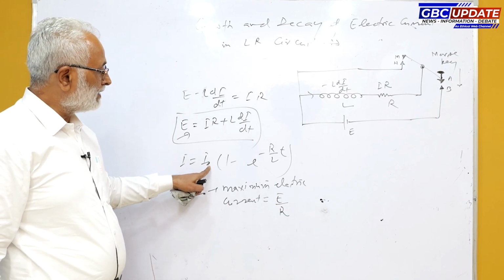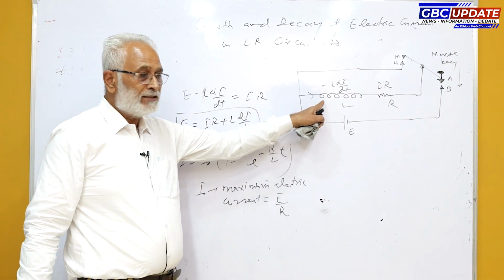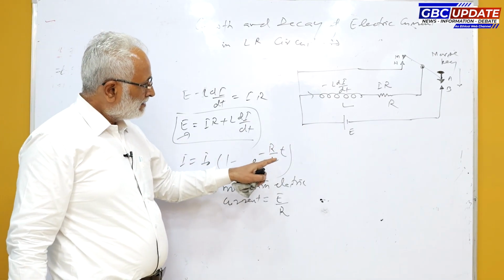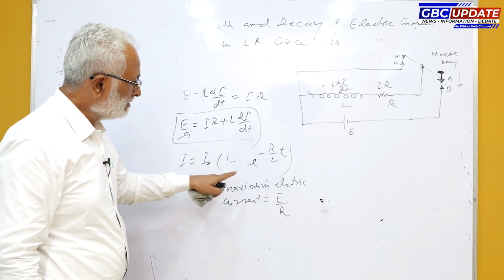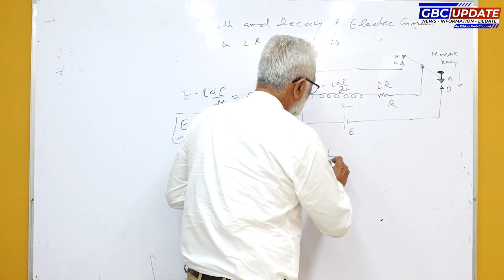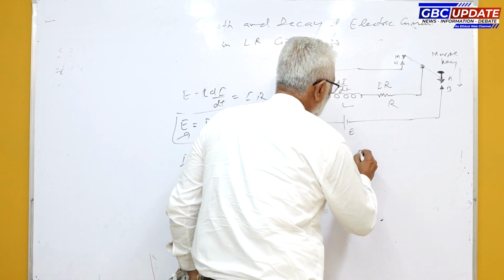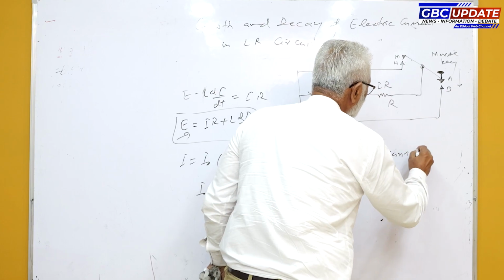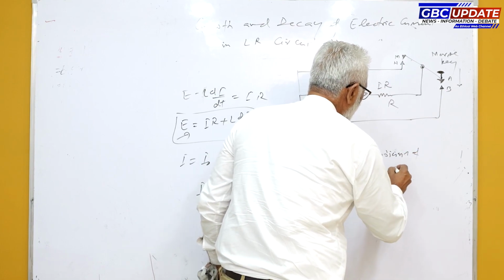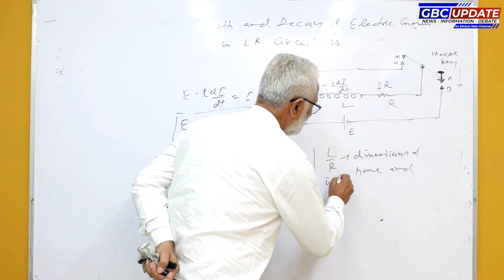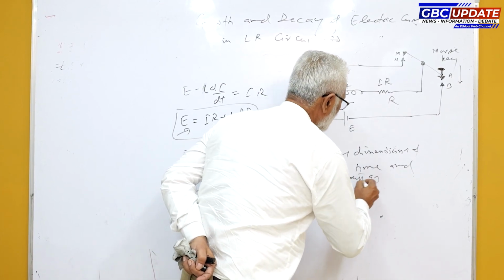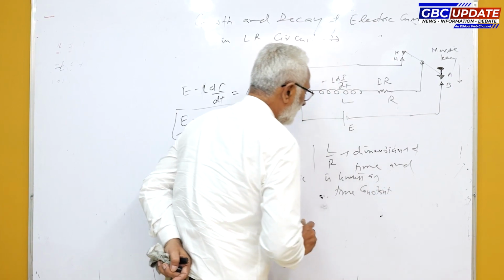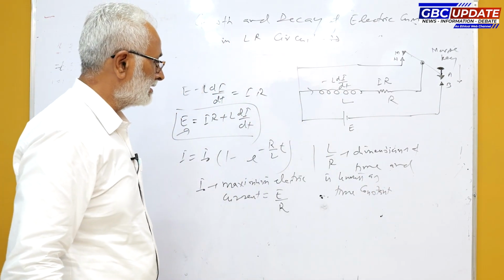With the passage of time, electric current through this circuit increases exponentially, and in this relation, the L over R ratio has the dimensions of time. This term has the dimensions of time and is known as the time constant of the LR circuit. This is termed as the time constant of the LR circuit.